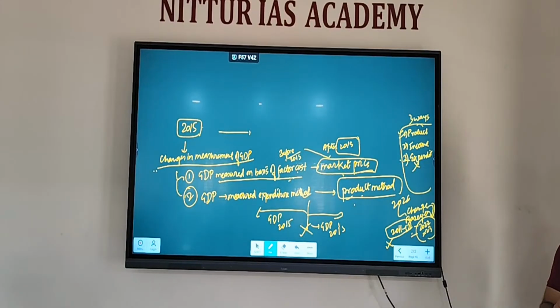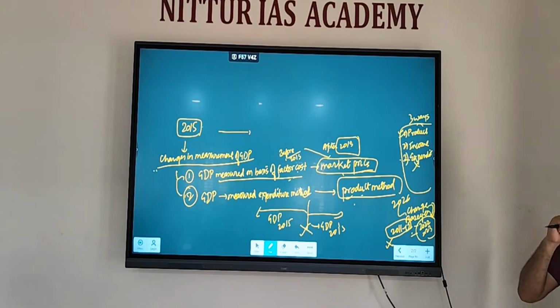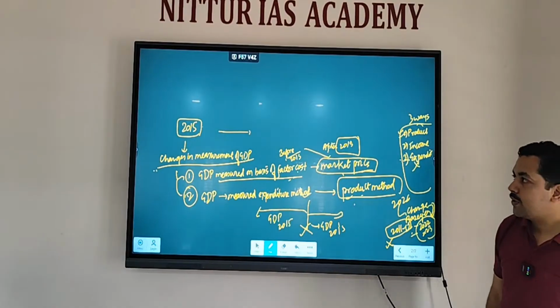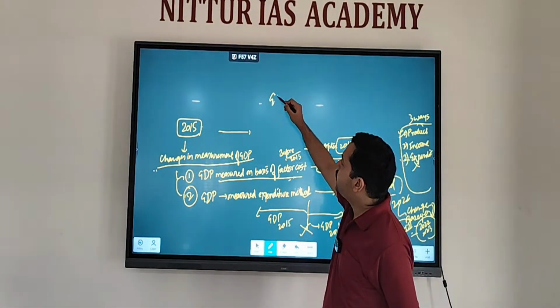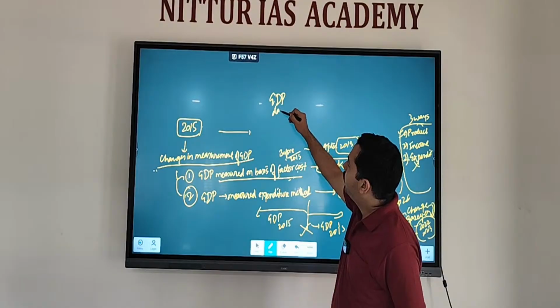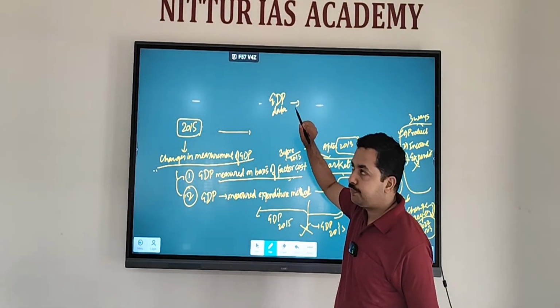So how is GDP being calculated? Currently GDP is being calculated on market price. With which method are we using? Product method we are using to calculate GDP. Fine. Any doubt regarding this particular thing? Now, last class we discussed who comes out with the GDP data. Who comes out with the GDP data? NSO.